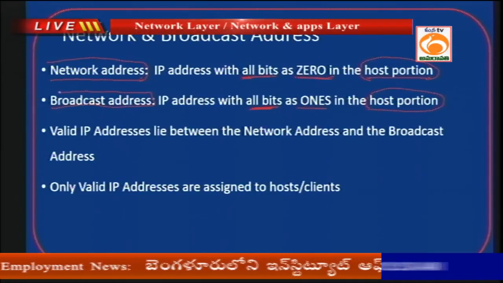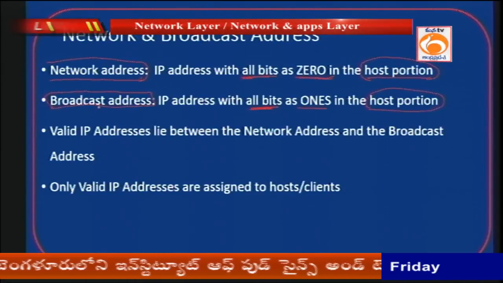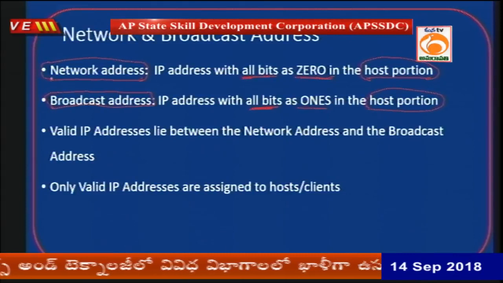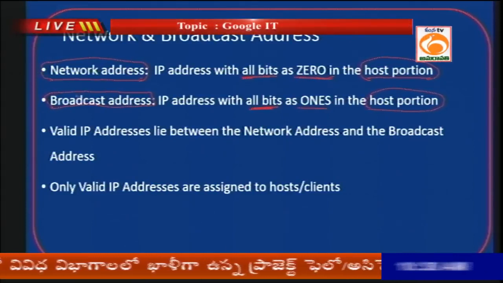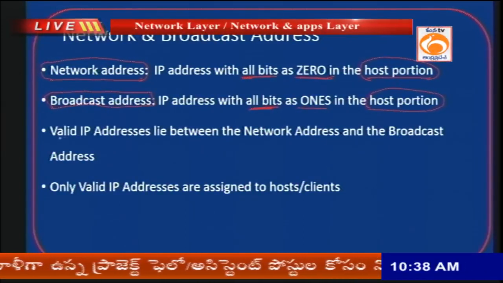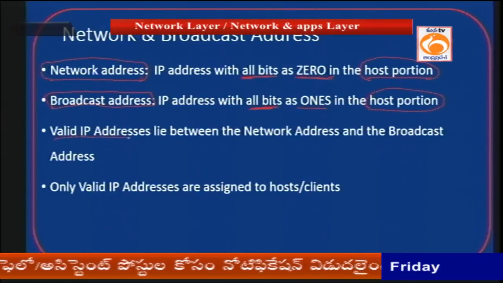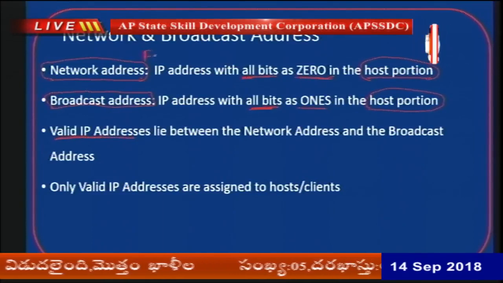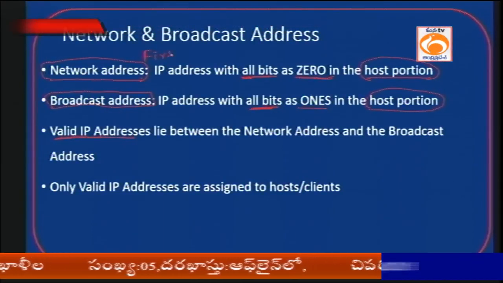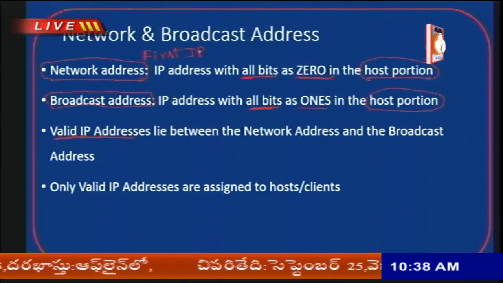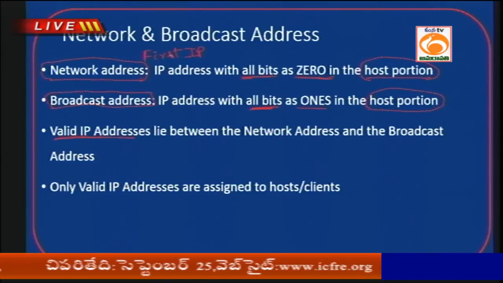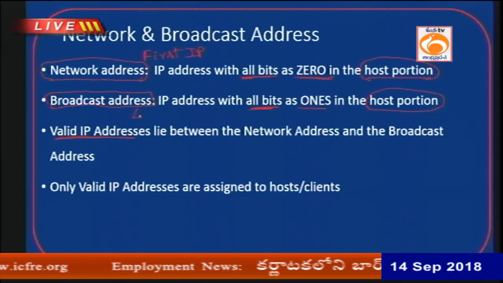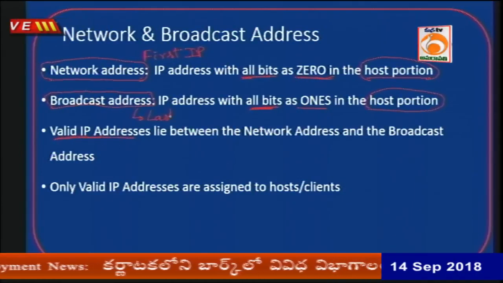So network address and broadcast address are the 2 unique IP addresses, and these 2 addresses cannot be assigned to the hosts. Only a valid IP can be assigned to the host. Remember, network address is always the very first IP address in the group, either class A or class B or class C, whereas the broadcast IP address is the last IP address.